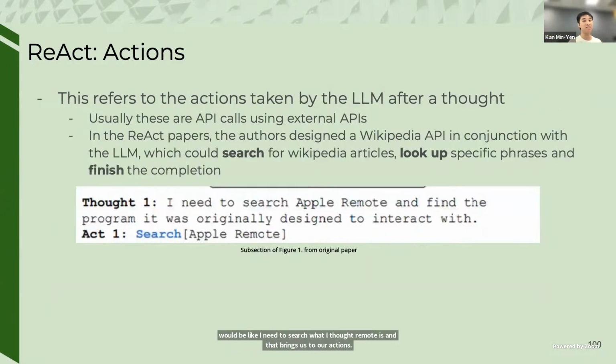An action is the action taken by the large language model after a thought, because a thought is a step. This step brings it to a certain place, but then you still need to call an API, or action, in order for it to understand more about what the Apple Remote is. What I mean by that is, for example, if a thought says I need to search for Apple Remote, the action actually executes it. So it actually calls a Wikipedia API to search for what Apple Remote is. And in the paper, the authors use a Wikipedia API exactly for this reason. So an action will search for a certain subject using a Wikipedia API, and then that leads up to the final component, which is the observation.